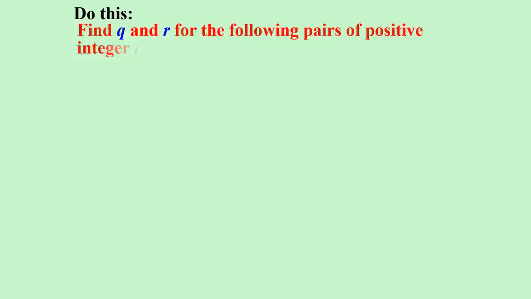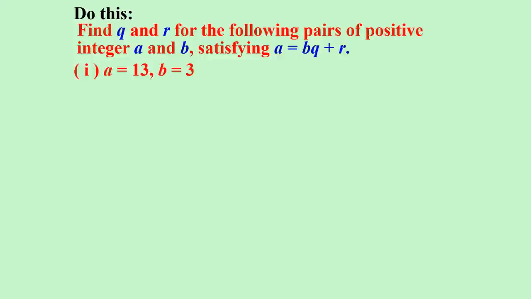Children, do this. Find q and r for the following pairs of positive integers a and b, satisfying a is equal to bq plus r, where a is equal to 13, b is equal to 3. Another problem, a is equal to 80, b is equal to 8.